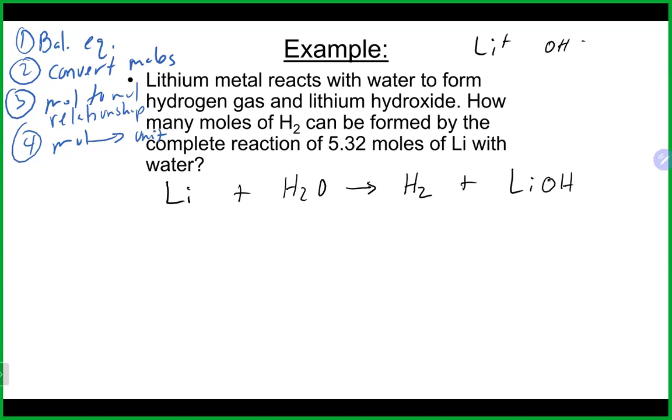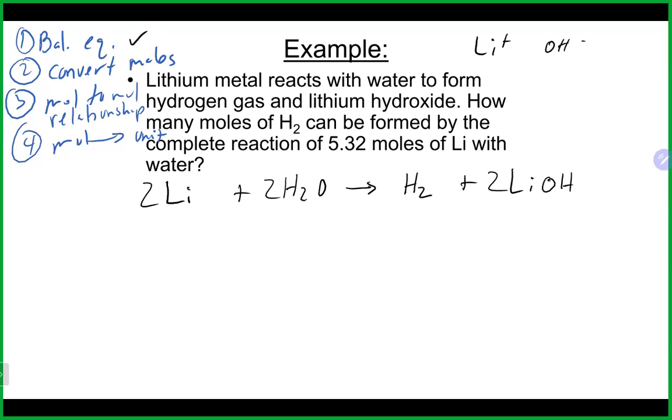You then need to balance it and make sure everything is balanced here. In this case, I think maybe a 2 there, a 2 there, and maybe a 2 there. I got 2 lithiums, 4 hydrogens, and 2 oxygens. So I think we are good in this case. Any questions on that? So that is step number 1.